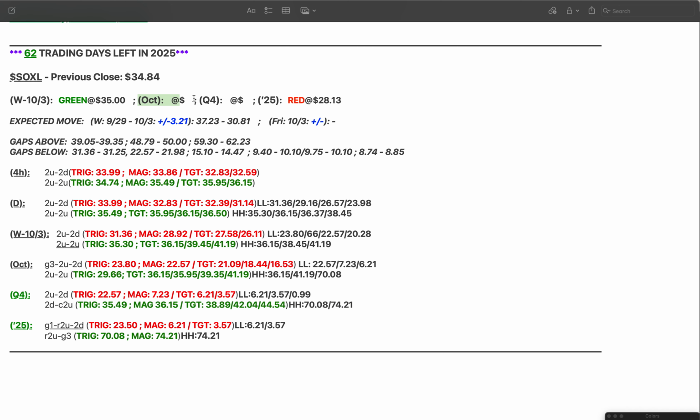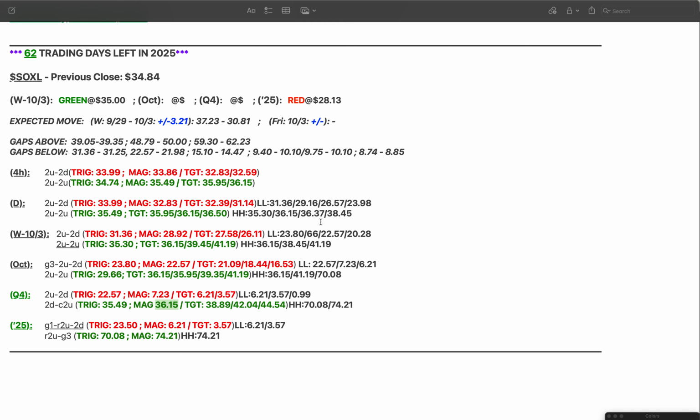And that means that, of course, we've got to blank out the month and the quarter flips up here. We know that the week flips green at 35 flat, the year flips red at 28.13. We've got to wait for the month and quarter to open tomorrow before we can put in what those flip levels are. But again, we've got our gap above at 39.05 to 39.35. That's coming into play the closer we get to it. So from the month perspective, again, 2380 is the trigger to the downside. Magnitude is 2257. But if we continue that trend to the upside, we're looking for that 36.15 and the continued upward movement on both month and quarter perspective, right?